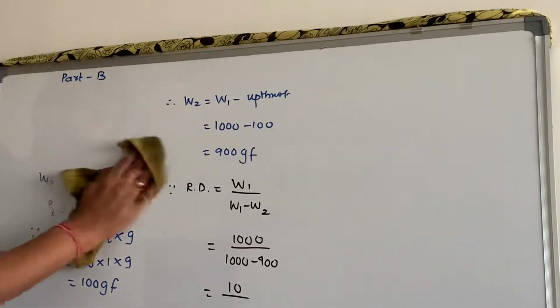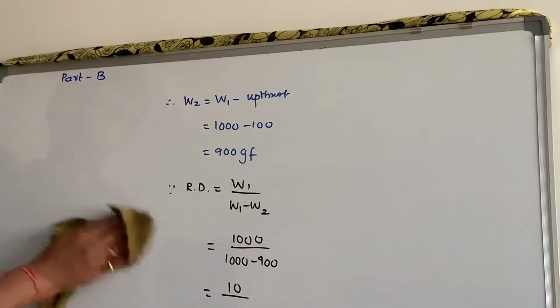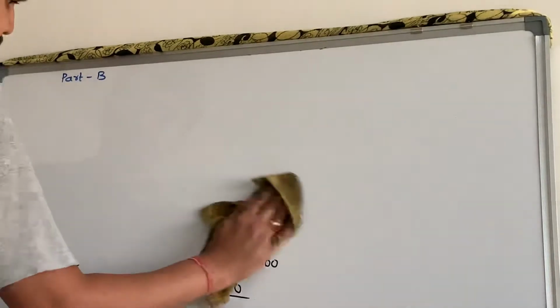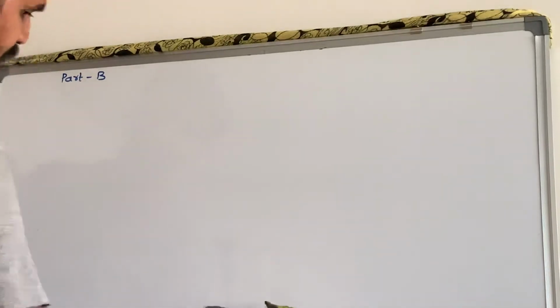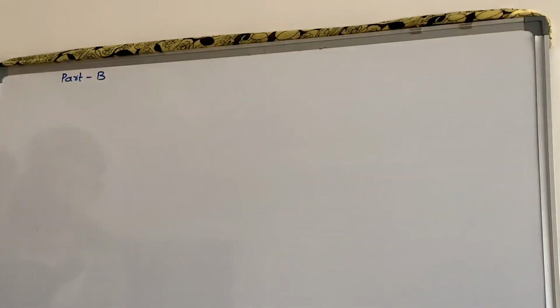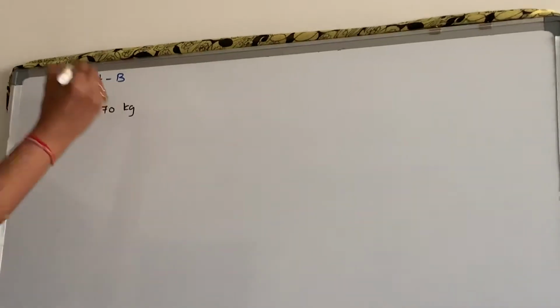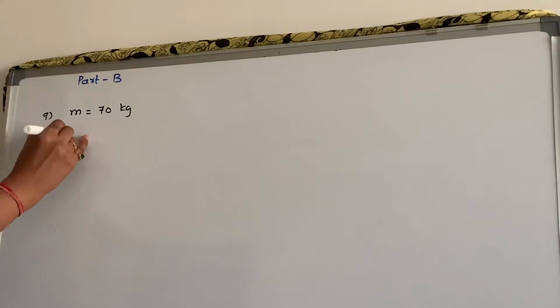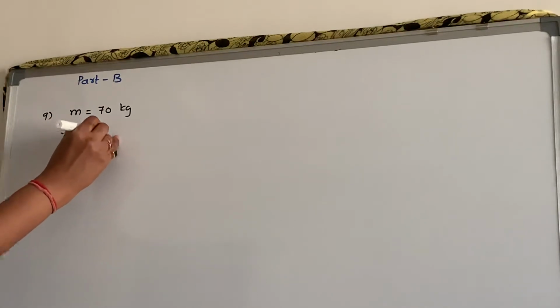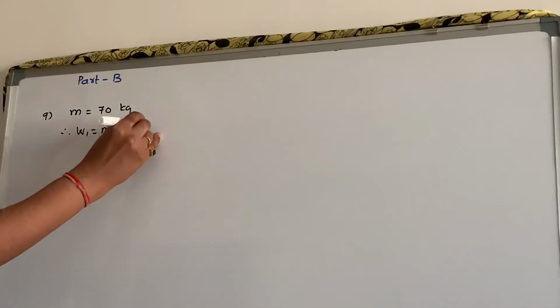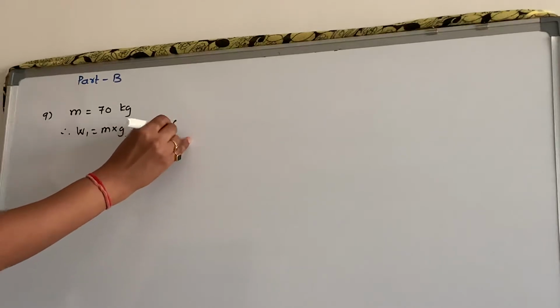Now we'll go with 9th. This 8th question is important. See, rather 8th onwards, all numericals are important. Check the 9th one. A body of mass 70 kg. Right? What is given? Mass 70 kg. So can I write here therefore weight in air is m into g, which is 70 kgf.